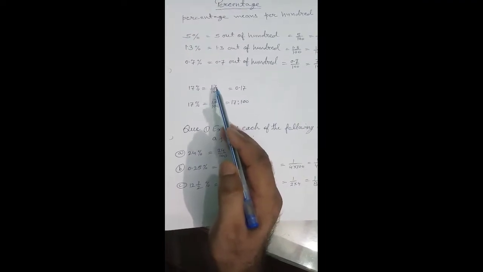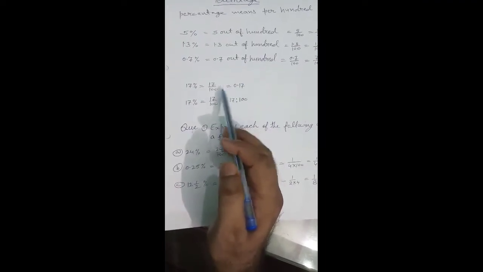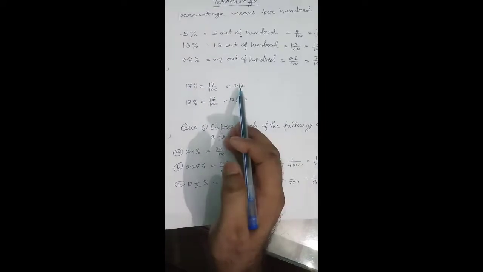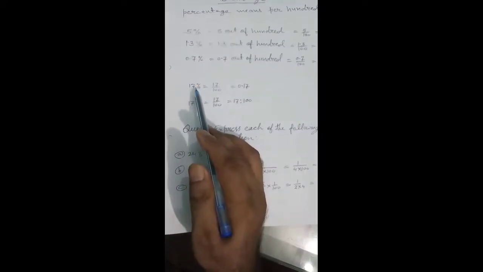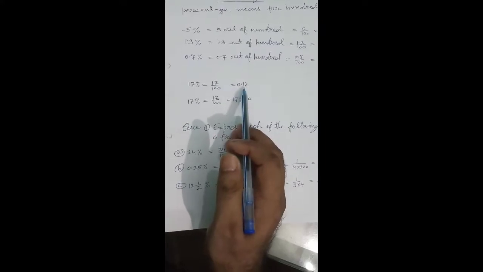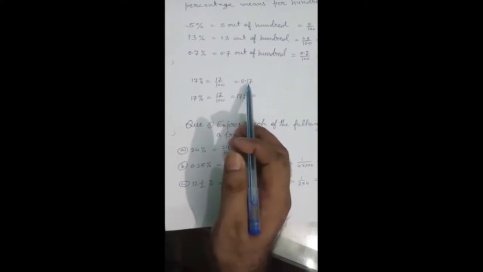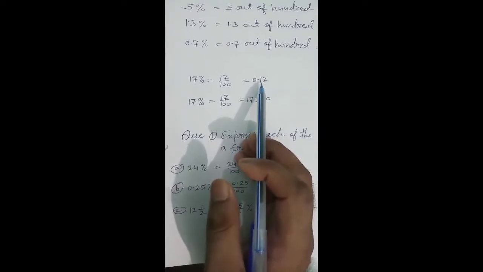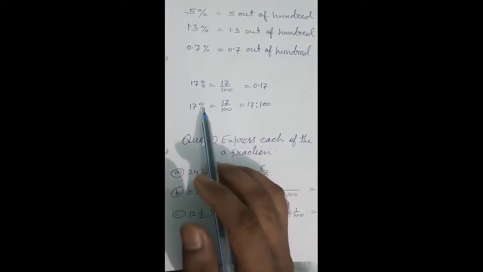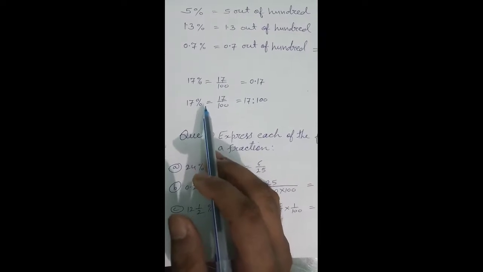This fraction can be converted into a decimal. When 100 divides 17, you will get 0.17. It means a percentage can be converted into a decimal also. That means 17% is equal to 0.17. Okay.